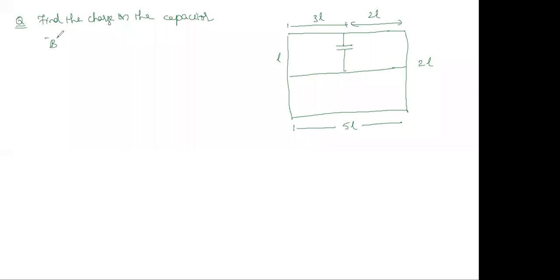Find the charge on the capacitor. B bar is equal to B naught T K cap. See the capacitors.